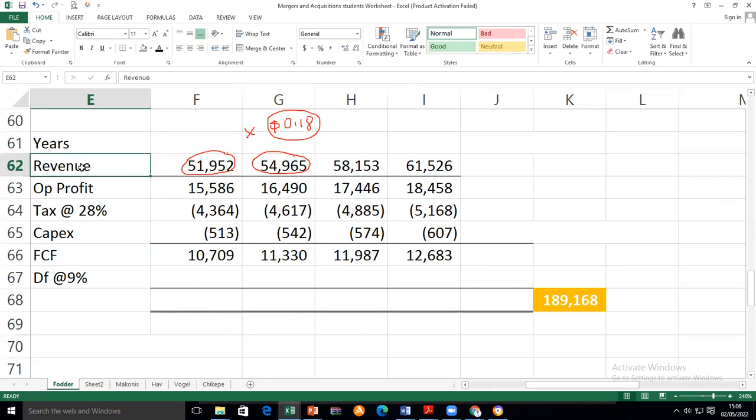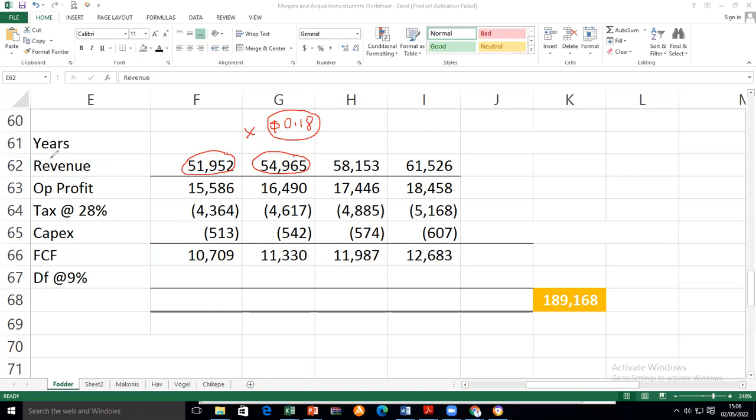From revenue, we can see now the route we have followed. From revenue, we got our operating profit. Then we knock off our tax. We knock off our capex. Then you have a free cash flow to firm here.